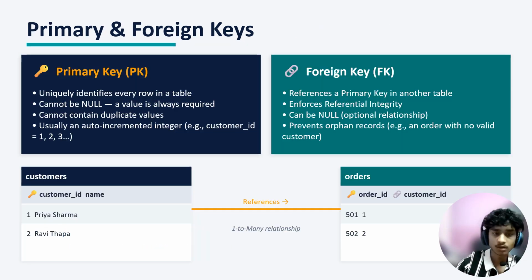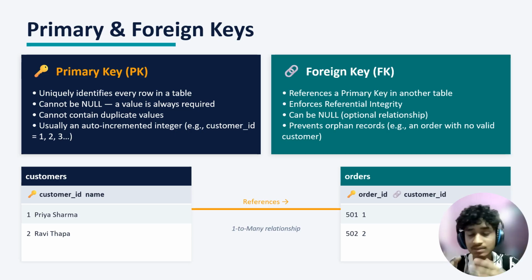So, what are primary and foreign keys? A primary key is a unique identifier for each row in a table. No two rows can have the same primary key. Think of it like your national identity card number. It is unique only to you. No other person can have the same citizenship number as you have.